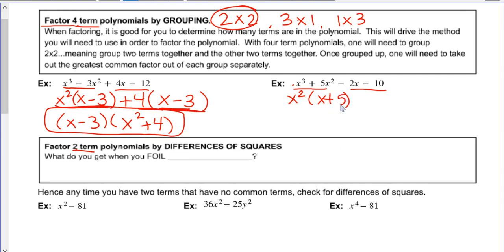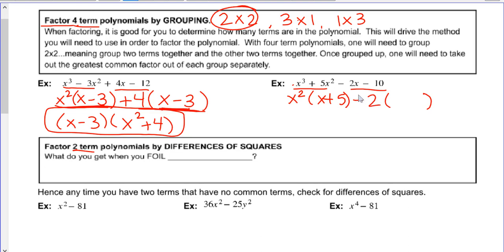All right, so then we have that plus 5 there. On these other 2 terms, I have a negative 2 that's in common. So I'm going to pull out a negative 2. Now be very careful. If you pull out a negative, that means you've got to switch the signs. This is going to become positive. That's going to become positive.